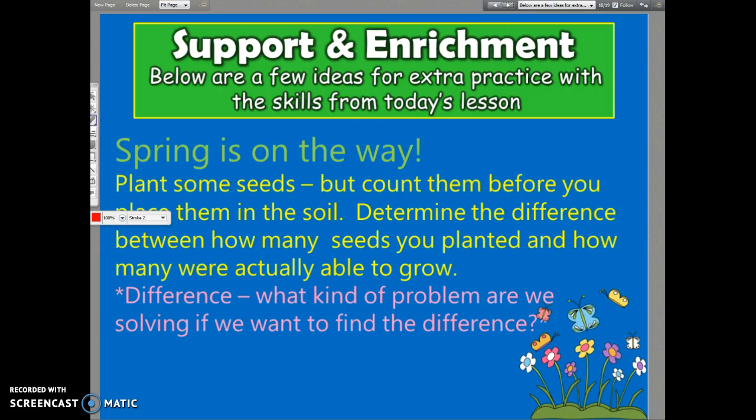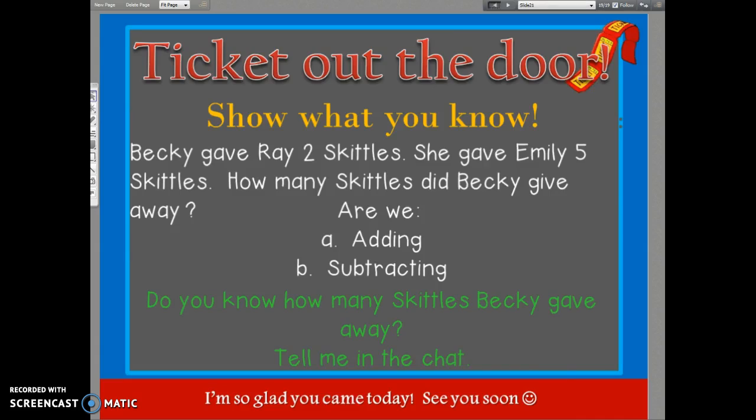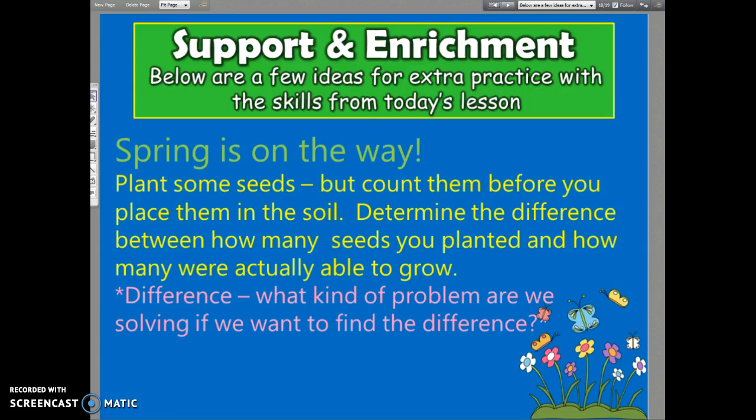So here is some support and enrichment. Below are a few ideas for extra practice with these skills from today's lesson. Spring is on the way. You can plant some seeds, but make sure you count them before you place them in the soil. Determine the difference. What does that word difference mean? Yes, that's the answer to a subtraction problem. Determine the difference between how many seeds you planted and how many were actually able to grow. So if you are doing the difference, what kind of problem are we solving? Yes, subtraction. Way to go.